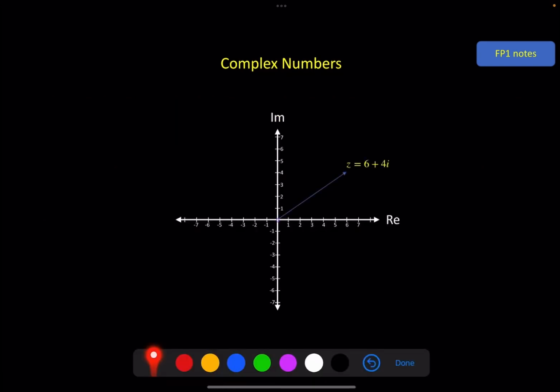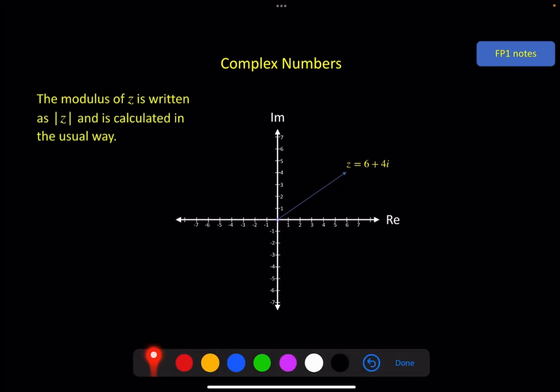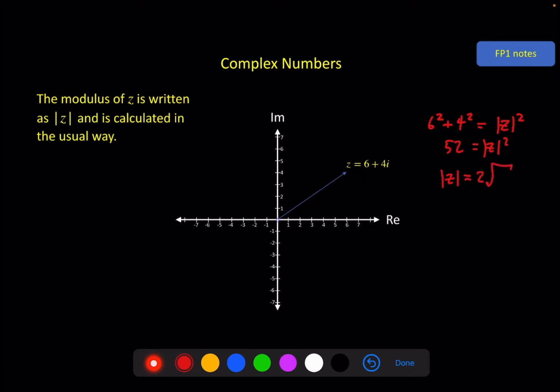If we have the vector z is equal to 6 plus 4i, then of course the modulus is calculated in the usual magnitude way and is written like this. In this example, we have 6 squared plus 4 squared is equal to the modulus squared. That gives 52. So our modulus is equal to 2 root 13. And obviously it's positive because we're talking about the magnitude of the vector.